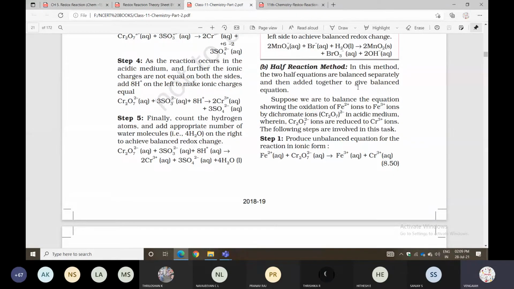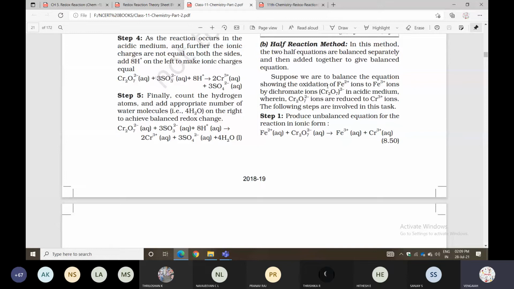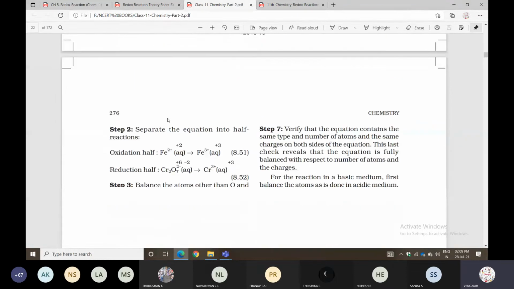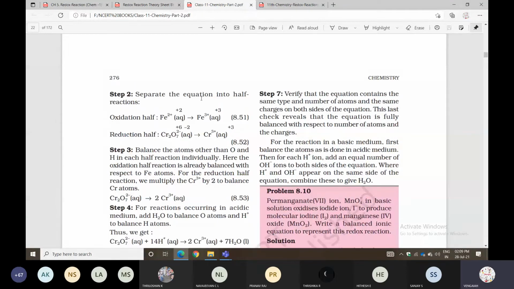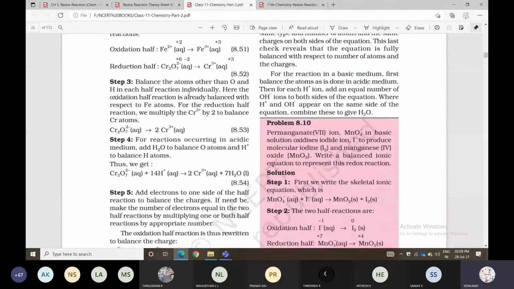Suppose we are balancing the equation showing oxidation of plus 2 ions to plus 3 ions by chromate ion, minus 2, in acidic medium, which goes to plus 3 oxidation state, from plus 6. Separate the equation into two half reactions. So plus 2 to plus 3 is loss of one electron, which is oxidation. Plus 6 to plus 3 is gain of electrons. So gain of electrons is reduction.